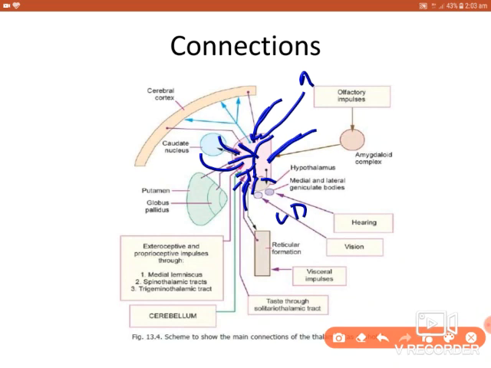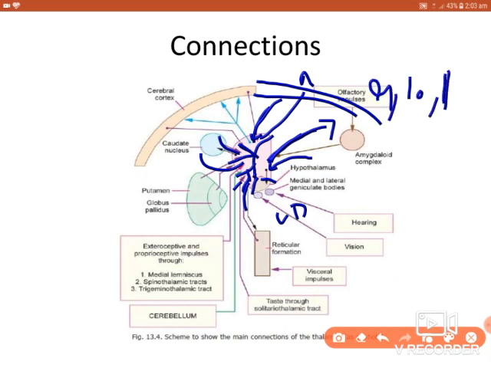Then this dorsal nuclei receives information mainly from the basal ganglia, then sends outputs to the prefrontal cortex, that is areas number 9, 10 and 11, which are responsible for personality. Here the medial nuclei also sends output to this prefrontal cortex.